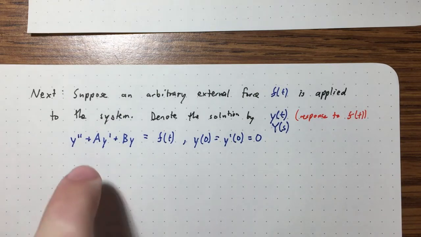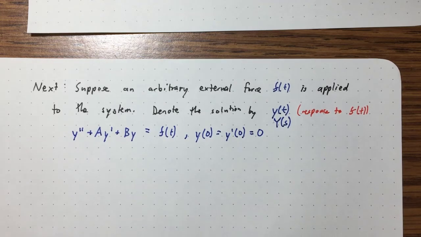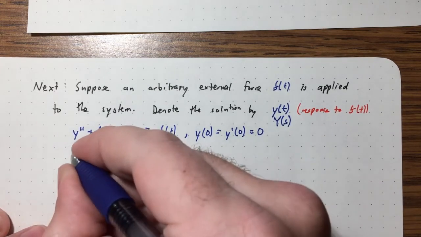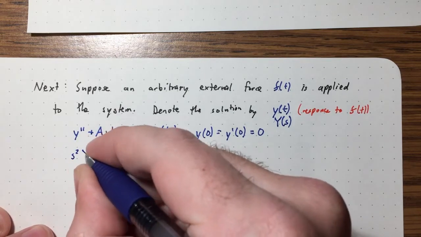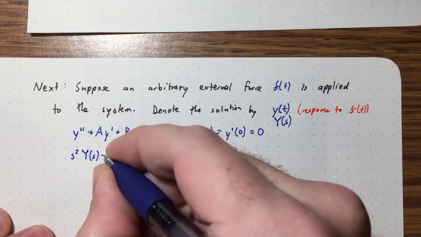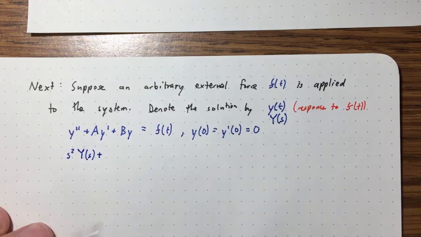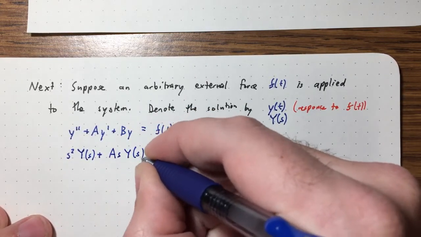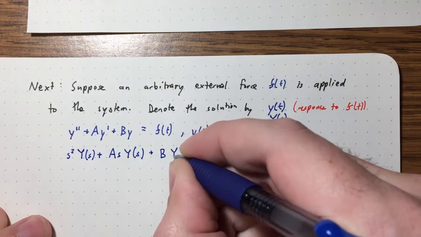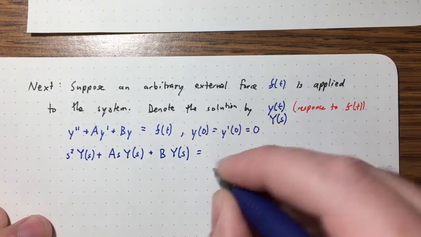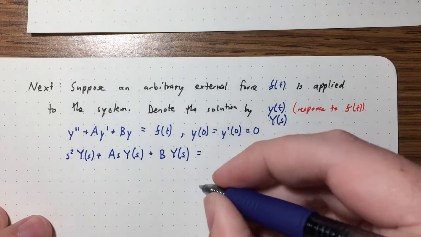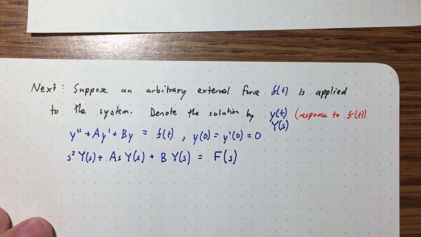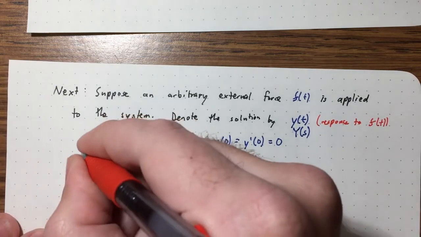All right, let's begin to solve this differential equation. Again, we'll use Laplace transforms. So just as before, we get s squared times capital Y of s, plus, again, we have both initial conditions being 0, plus a times s times capital Y of s, plus b times capital Y of s, and that's going to equal the Laplace transform of little f of t, which we can denote as capital F of s. Okay. So I took the Laplace transform there.